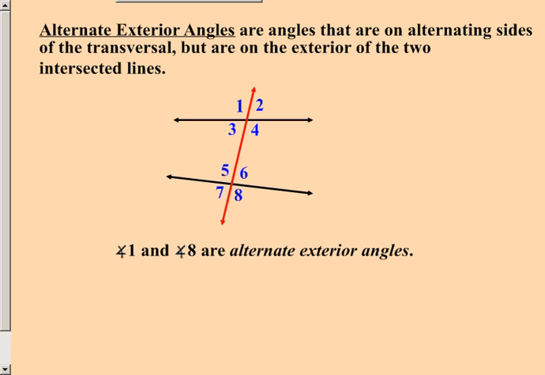And they are not the only instance of alternate exterior angles. We could also say that angle 2 and angle 7 are examples of alternate exterior angles.